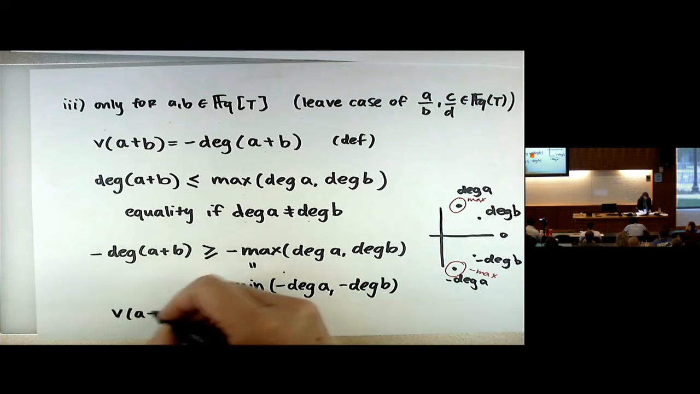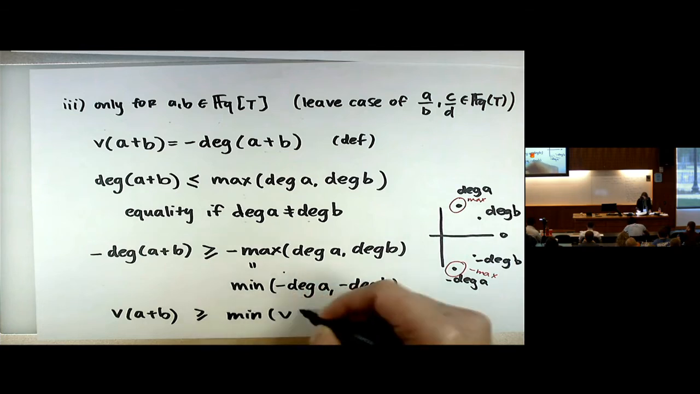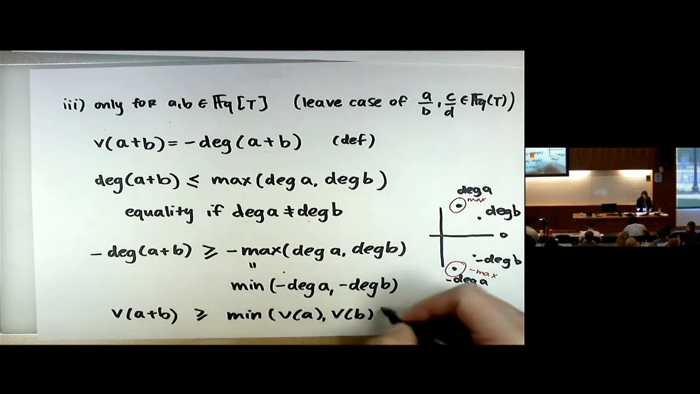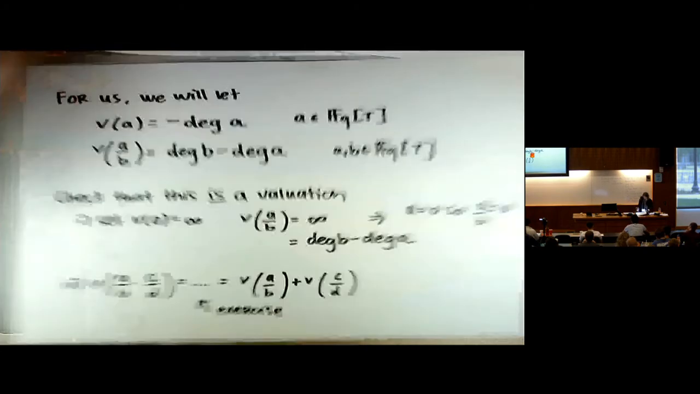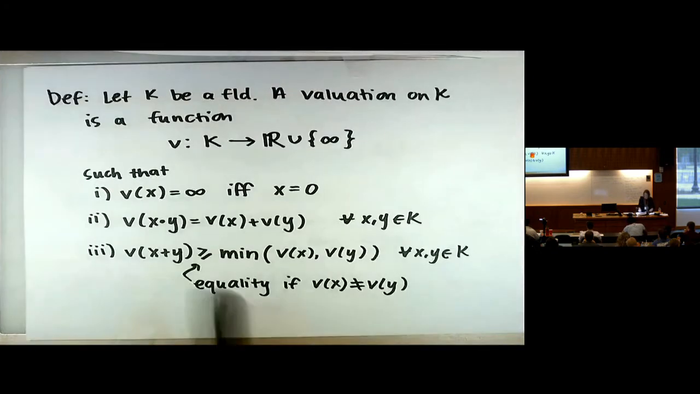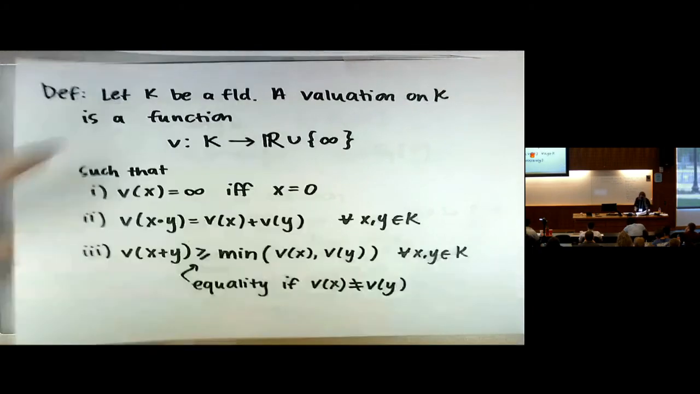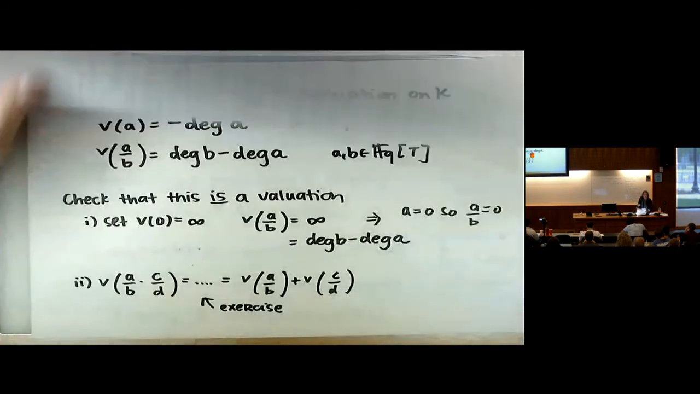That's the valuation of A plus B, and that's greater than or equal to the min of the valuation of A and the valuation of B, which is exactly what the weird third condition was. I don't know historically how this happened, but if they were thinking about polynomials and wanted to write down what happens with degrees of polynomials, that's what they would have written down, because that's what happens. Okay, and the equality is explained by the cancellation.